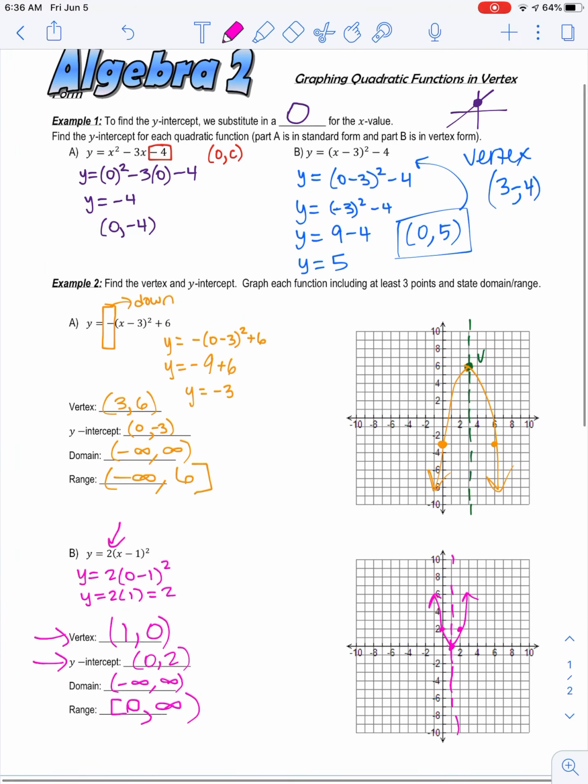All right, that concludes our lesson on how to graph quadratic functions in vertex form.